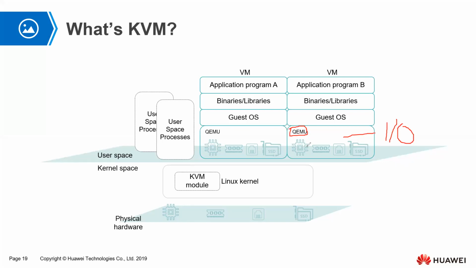So KVM consists of 3 parts that we are now going to talk about: the KVM kernel module, QEMU, and the management tools. We're going to look at the management tools later on, okay? So the KVM kernel module and QEMU are the core components of KVM.